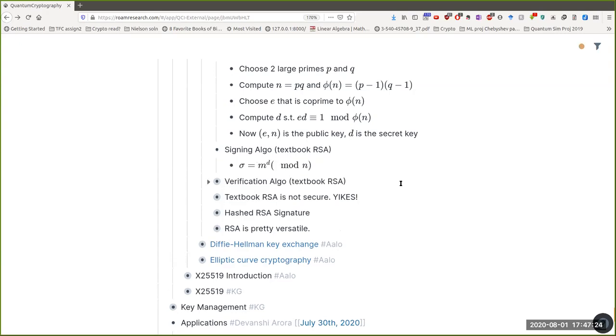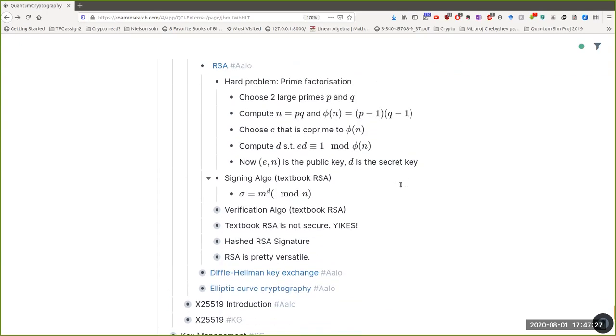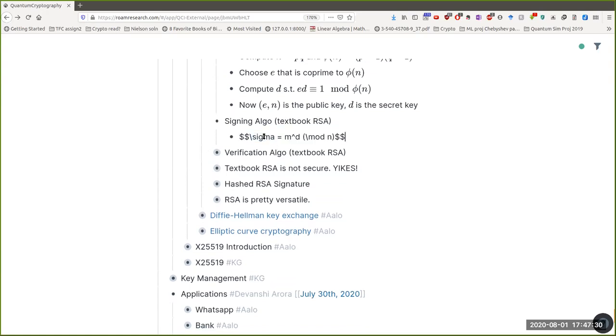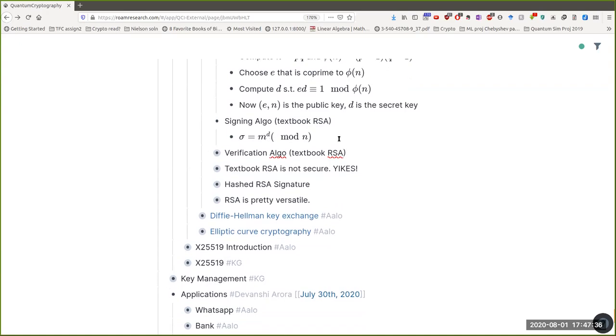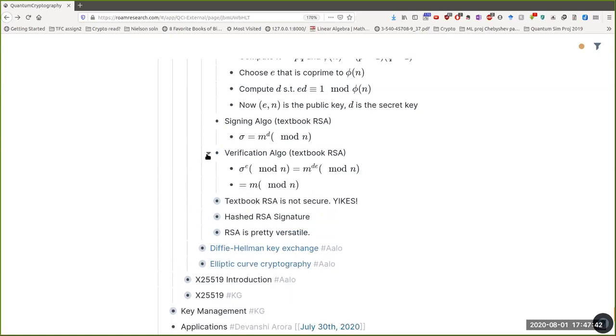Okay, and now voila. The signing algorithm is done in one line: you take your message M, raise it to the power D, modulo N. D is the secret key, so in the signing algorithm I'm using my secret key. In the verification part, on this signature, I'll be doing sigma to the power E. I know that ED is 1, so I just expand it as M to the power DE, and I get back M. If I get back M, which is the message I got with my signature, that means it's a valid signature.